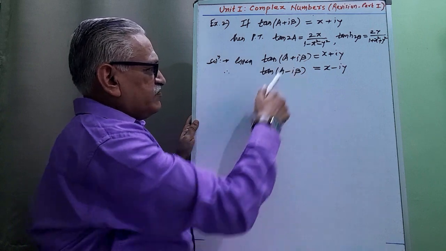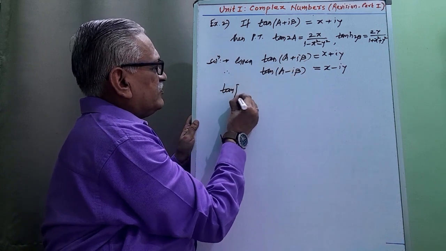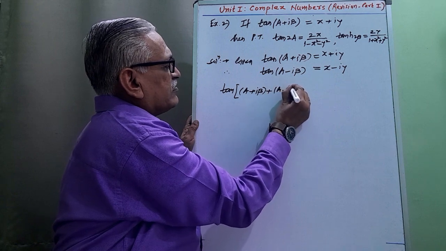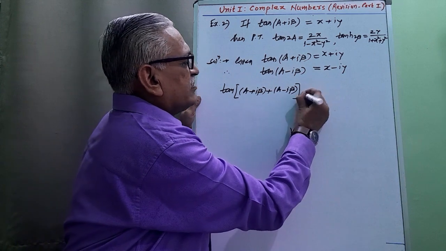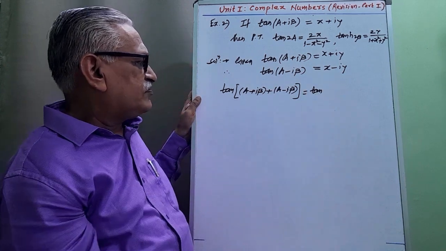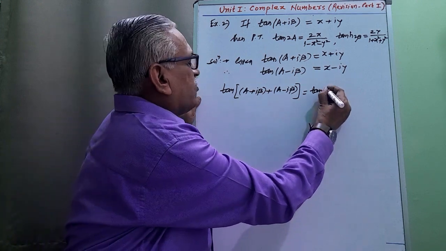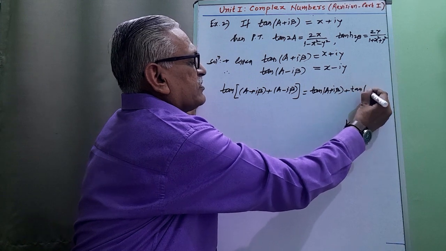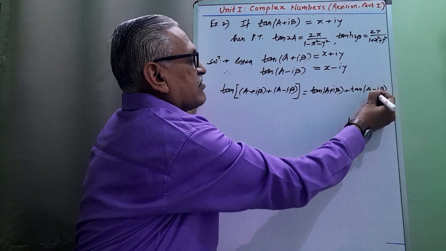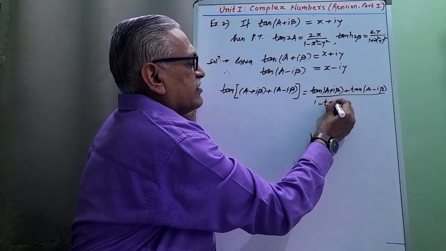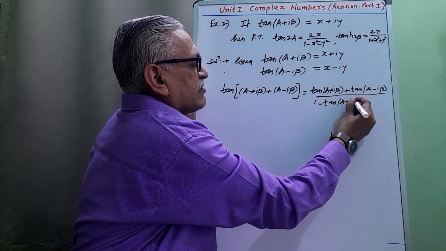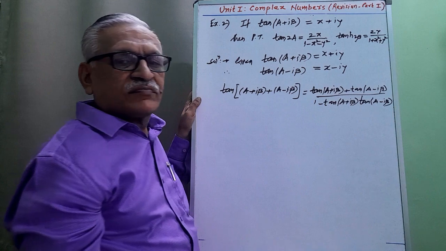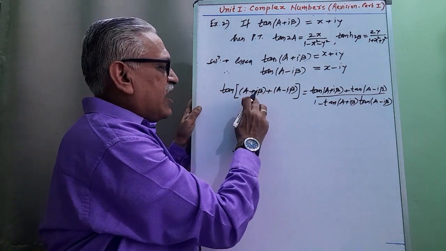Then adding the angle, we get tan of a plus ib plus a minus ib as tan of, tan A plus B is tan A means tan of a plus ib plus tan B means tan of a minus ib, and divided by 1 minus tan A tan B, that is tan of a plus ib and tan of a minus ib. Adding these two, we get 2a.